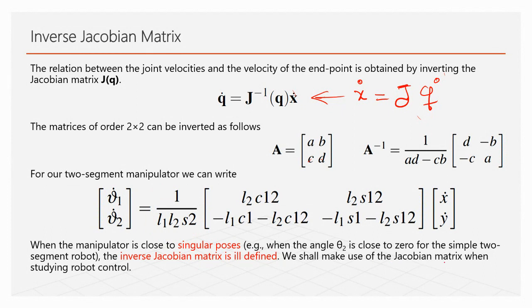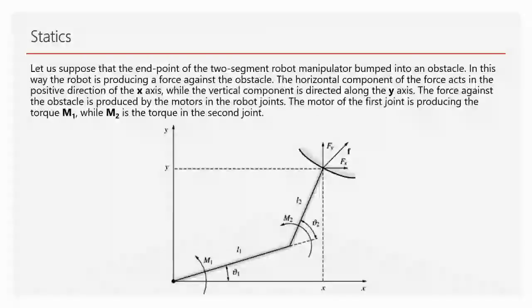We shall make use of the Jacobian matrix when studying robot control as well, as I mentioned. Okay, brief review on what we did on the relationship between the Jacobian matrix and the static relationship between forces, exchange of the forces, and torque. Torque we apply here and here, and the forces are decomposed into 2 directions, creating 2 torques on X and Y. That's what we call torque on Y, and this one was torque on X.